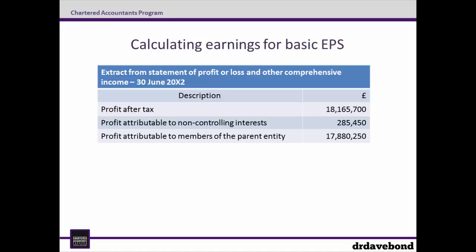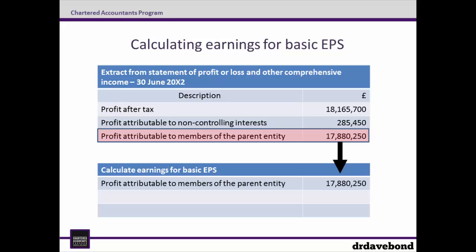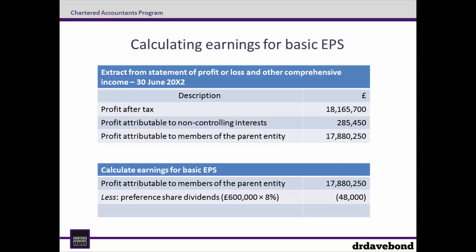So turning back to our example, for calculating earnings for the EPS calculation, we start with the profit attributable to the members of the parent entity. As the preference shares in this case were classified as equity, we deduct the dividends from this profit figure as required by paragraph 10. The dividends were 8% on 600,000, which equals £48,000. This leaves us with earnings of £17,832,250, which is the numerator value for the EPS calculation. Keep this in mind for later.